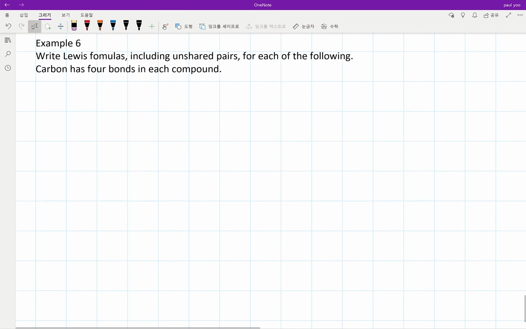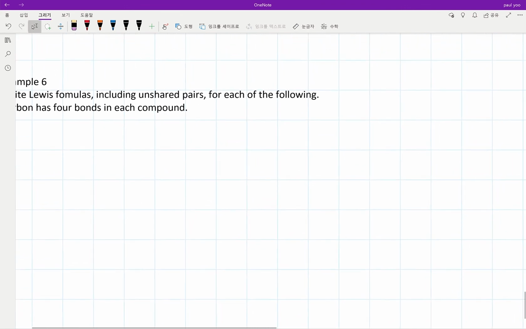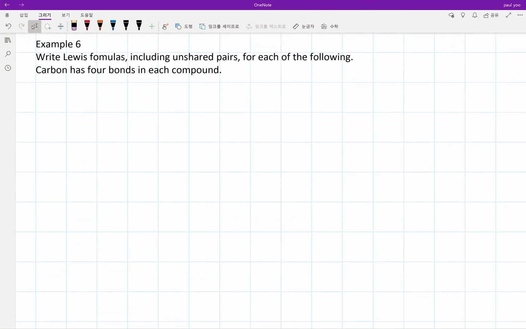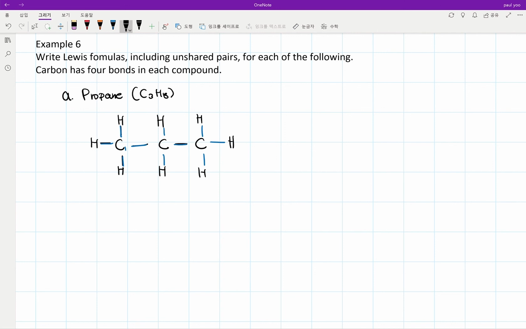Example 6. Write Lewis formulas including unshared pairs for each of the following compounds. A, propane, C3H8. So propane has C, C, C, H, H, H. As you see, the first carbon has 1, 2, 3, 4 bondings, and the second carbon has 1, 2, 3, 4, and the third carbon has 1, 2, 3, 4, and H's, and it has all shared electrons and no more unshared electrons.